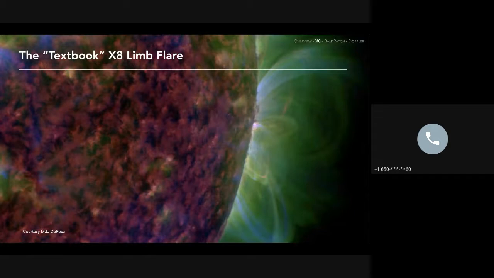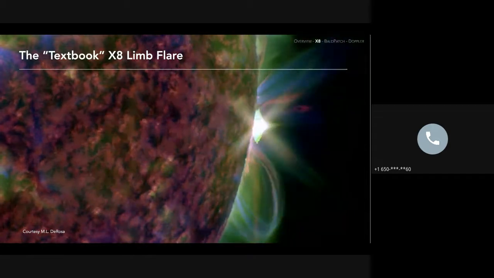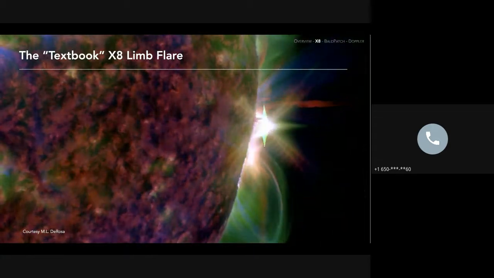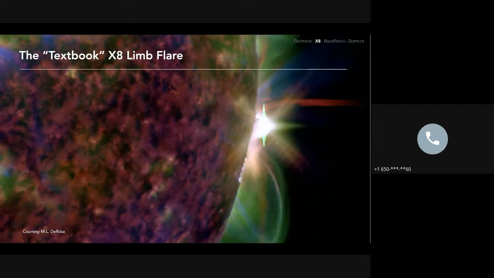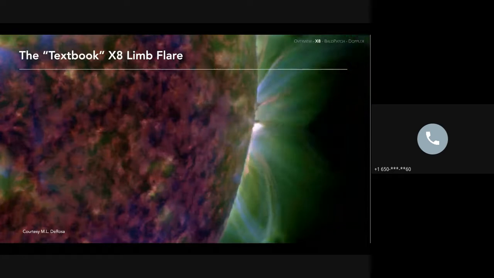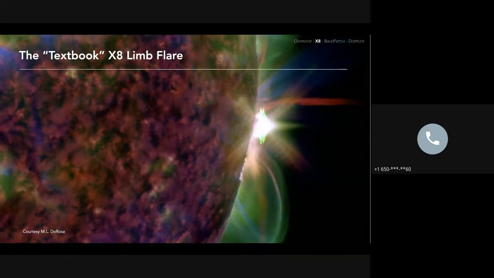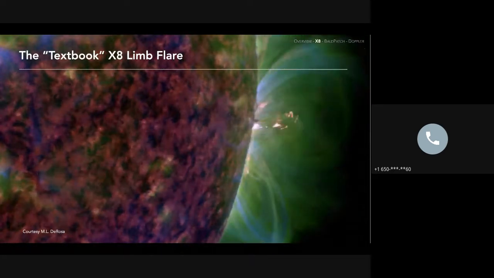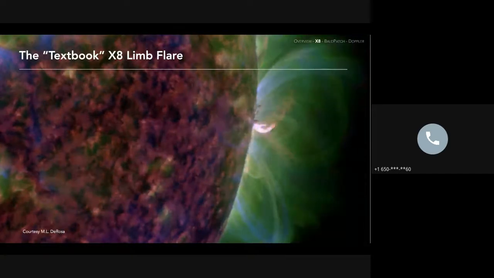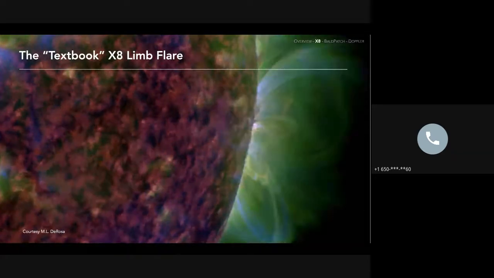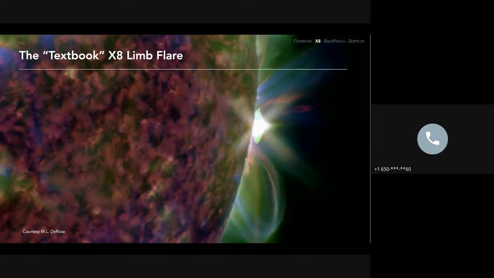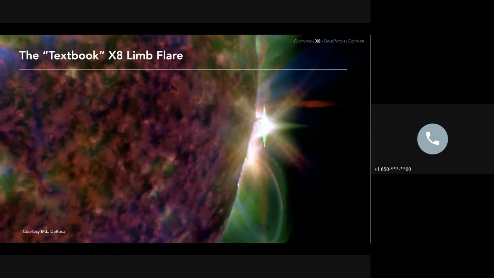Now I'm going to talk about this textbook X8 limb flare. This movie shows the early evolution based on AIA movies, and this is the tricolor one. Hot plasma is in blue, and if you look at the pre-flare structure, you can see a clear inverse teardrop-shaped coronal cavity, and that is an indication of the magnetic flux rope erupting.